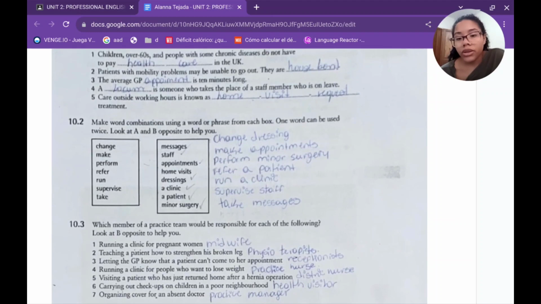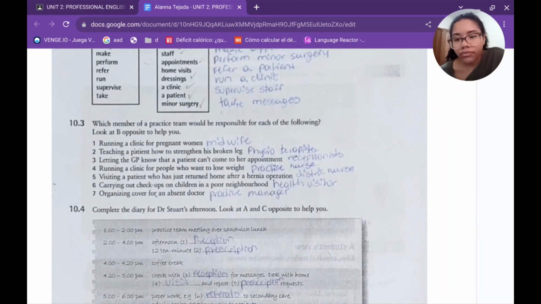Make word combinations using a word or phrase from each box. One word can be used twice. Use A and B opposite to help you. So we got change dressings, make appointments, perform minor surgery, refer patients, run a clinic, supervise staff, take messages.